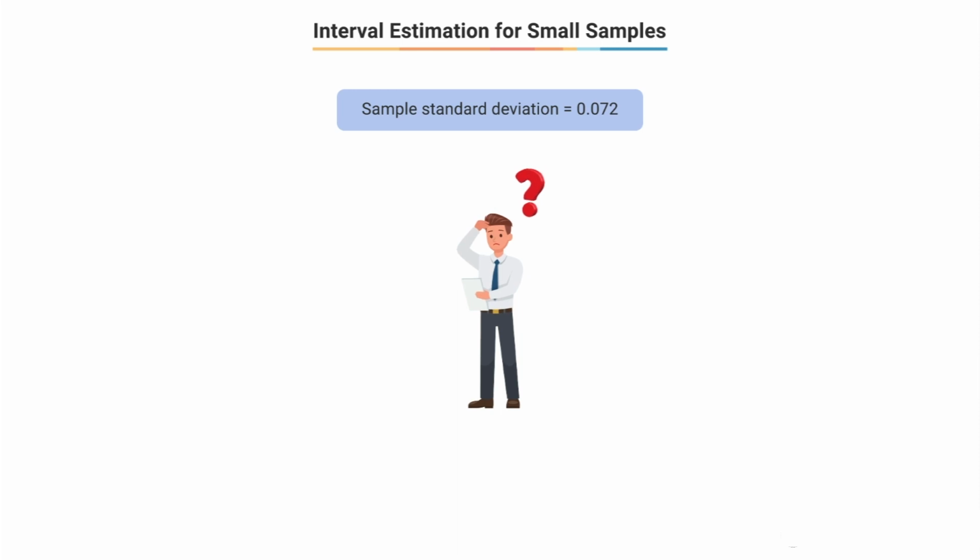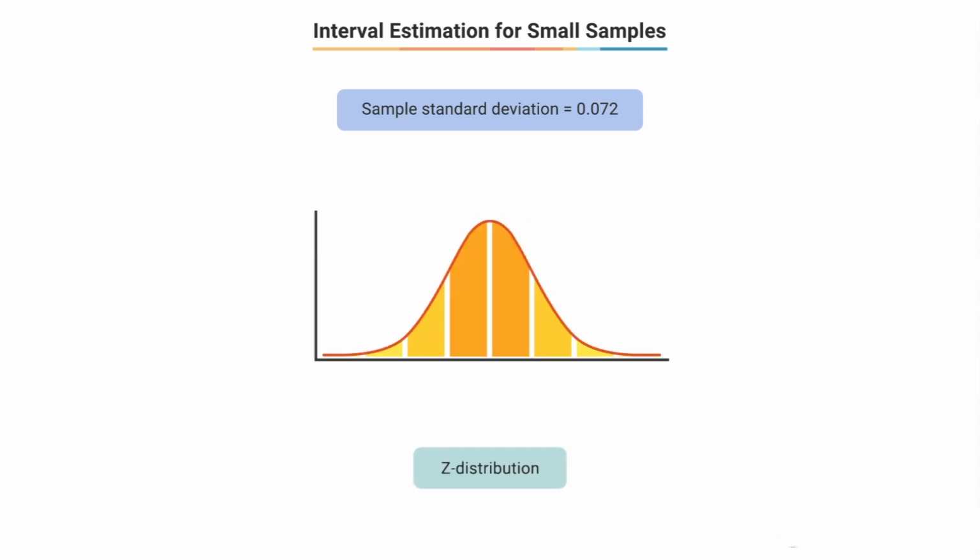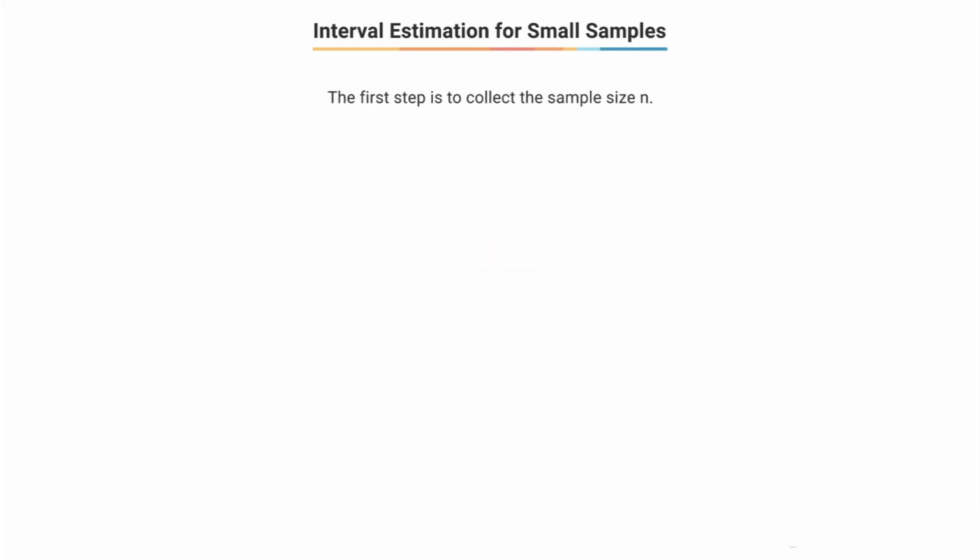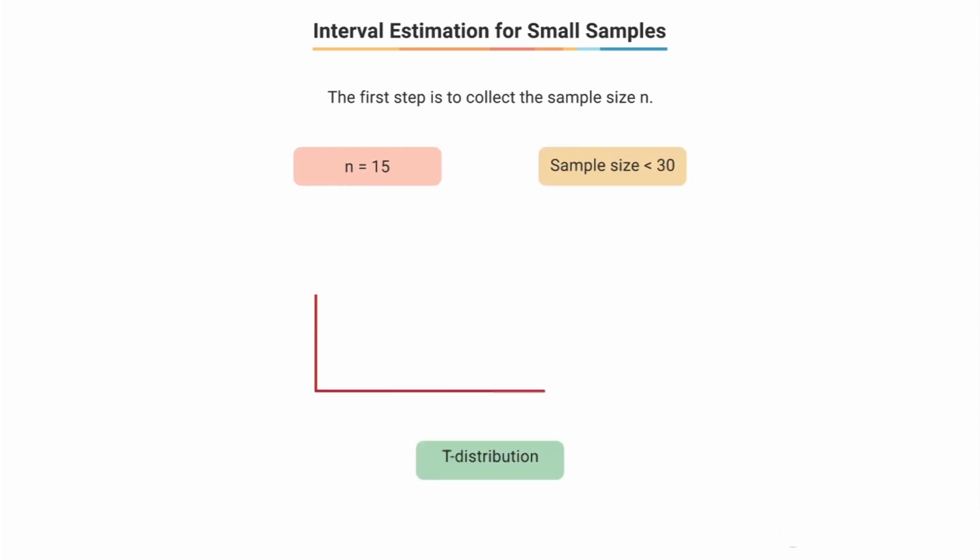So how do we solve this problem? Recall the general approach you learned for estimating the interval using the Z distribution. We will use this exact same approach except for a few changes. So let's go over each step that you have learned. The first step was to collect a sample of size n. Here n is equal to 15. Since the sample size is less than 30, we'll go ahead with the t distribution.